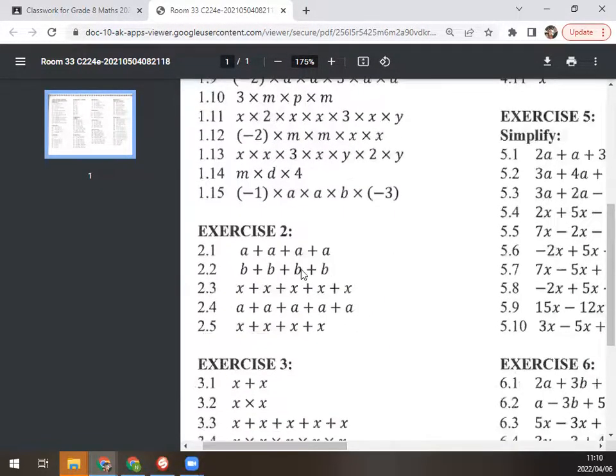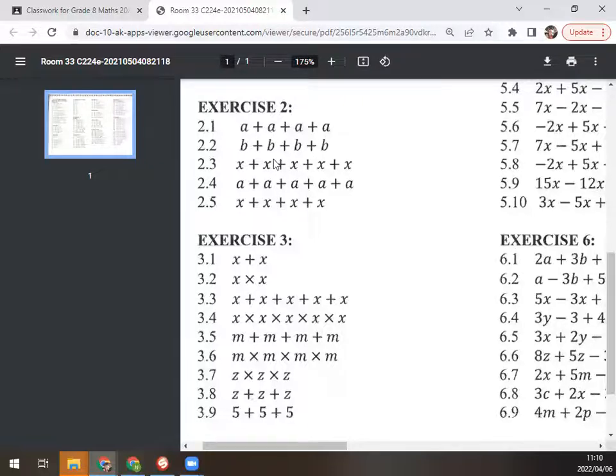Exercise 2, there are only 5 questions, and these are all addition questions, guys. Now you need to remember that when you're adding like terms, you change the number in front. Right? Do we remember that? For example, the first one, a plus a plus a plus a, that's 4 a's. So you write 4a. Same for all of these. All of the questions in exercise 2 are addition questions, so you change the number in front.